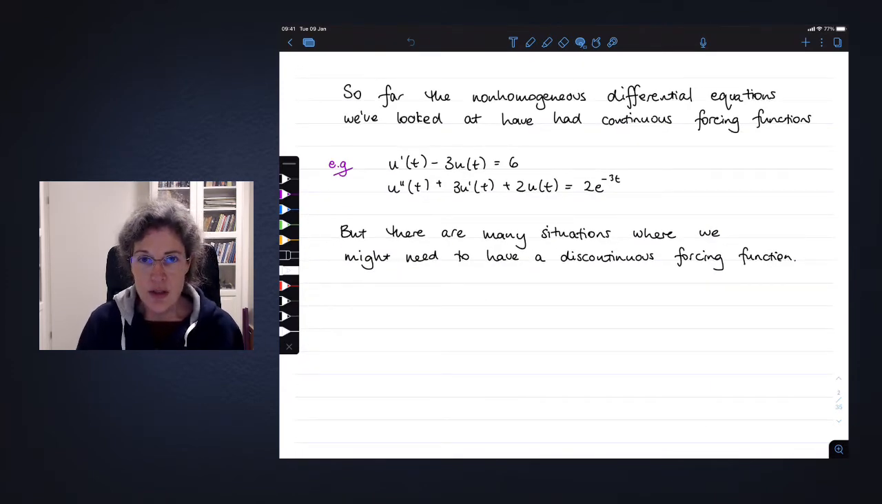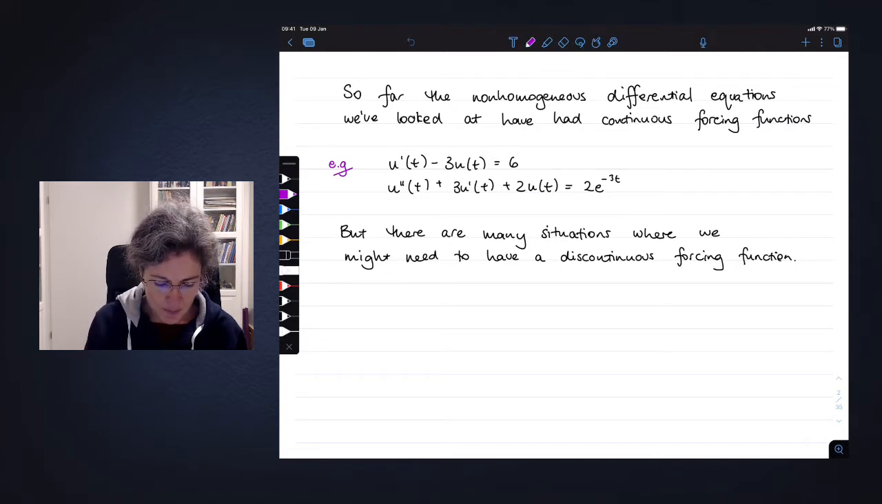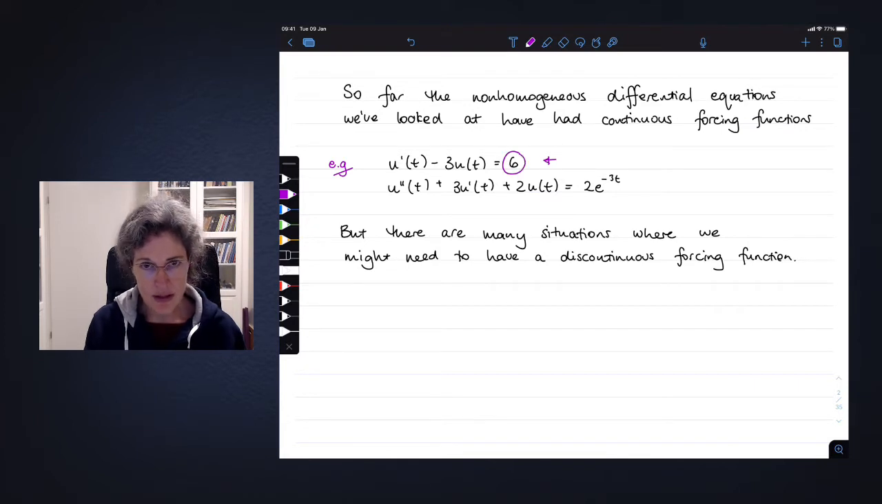So just to put into context why we're doing this, so far when we've looked at non-homogeneous differential equations, we've pretty much looked at ones that always have a continuous forcing function. We're thinking about non-homogeneous ones, and the forcing function is the term that only has, for example, t in it, no u's. So if we look at this ODE over here, the term that doesn't have a u in it is a 6, so that just has a constant forcing function. In the second order ODE over here, our forcing function is a decaying exponential.